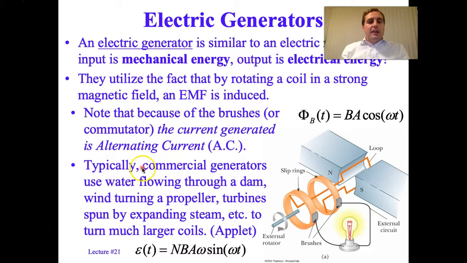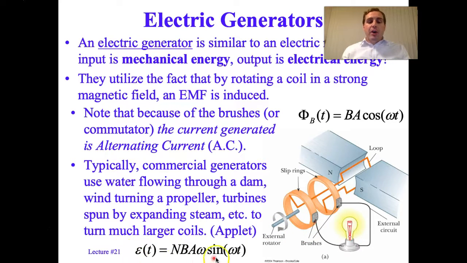By the way, typical commercial generators use water flowing through a dam, or wind turning a propeller, or turbines spun by expanding steam, to turn much larger coils. What we have shown here is a loop in a strong magnetic field. These slip rings are attached to the armature of this loop, and here's an external circuit. Look at these brushes: they allow the current to be flipped over, that is alternated, at every half turn.